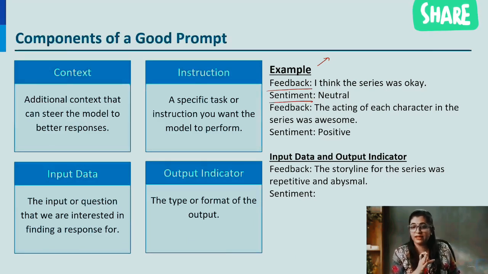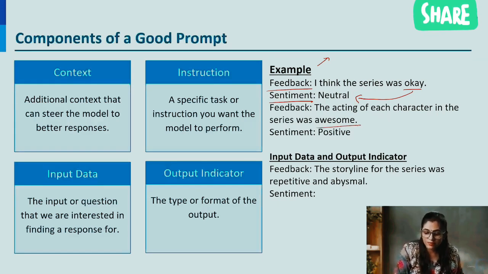Feedback. First feedback is, I think the series was okay. Second feedback is, the acting of each character in the series was awesome. So, I think the series was okay. It took this okay as neutral. So, this is a sentiment neutral. Here, awesome, it took as positive. So, your sentiment becomes positive.